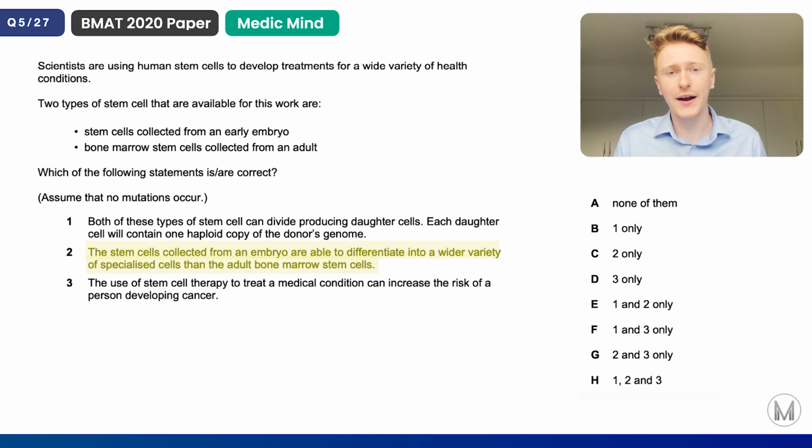The wider variety of cells that can be derived from the embryonic stem cell compared to the adult bone marrow stem cell. And finally, number 3, the use of stem cell therapy to treat a medical condition can increase the risk of a person developing cancer. At this point, it's worth remembering what cancer is. It's an uncontrolled replication of cells. Therefore, it's easy to see that if you inject someone with a set of stem cells, if those stem cells continue to divide, we may end up with a cancer on our hands. So all in all, 2 and 3 are correct, and that means the answer to this one is G.